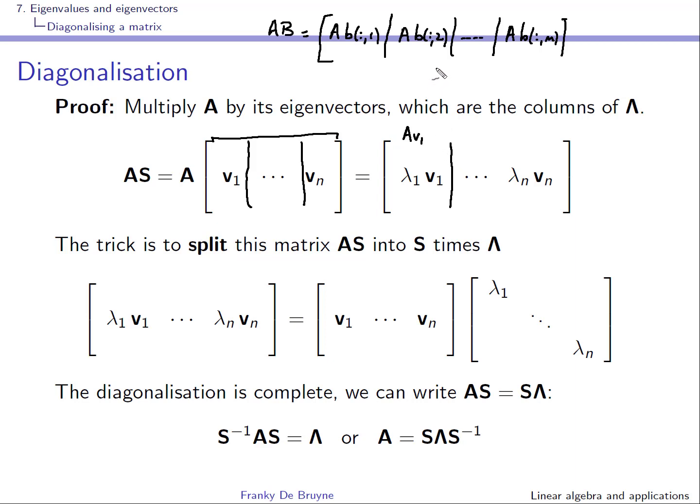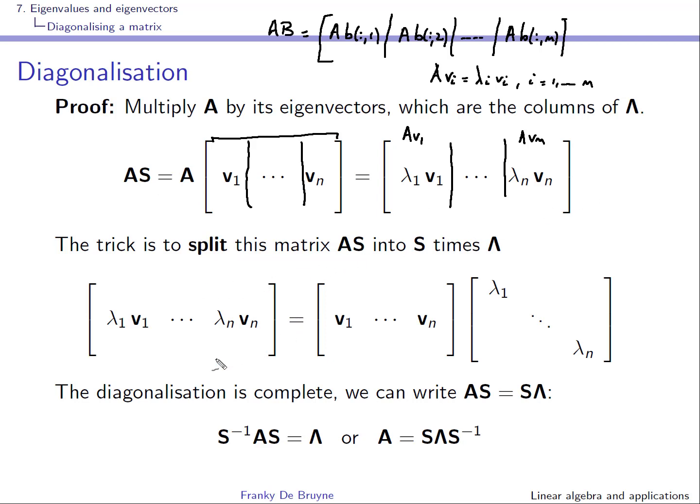V1, but we know that we have eigenvalues and eigenvectors. So in general, A Vi is lambda i Vi, where i goes from 1 to n. Okay, the second column will be A times V2, and the last column will be A Vn, and this is equal to lambda n Vn. Okay, so we've just proven that A times S is this matrix over here.